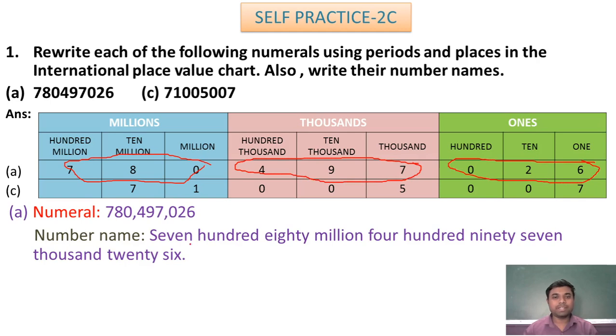So how we did it? 780 million. Is it clear? 497,026. Just see here, 780 million, 497 thousand, and only 26. I hope that you have understood how to write the number name.